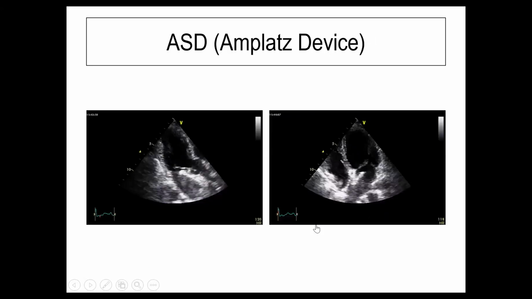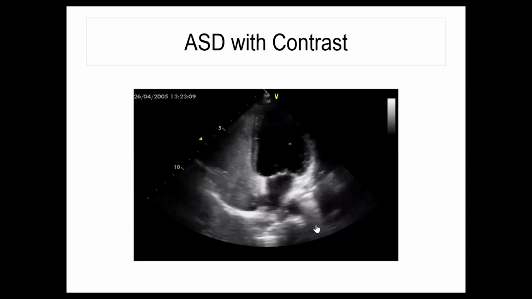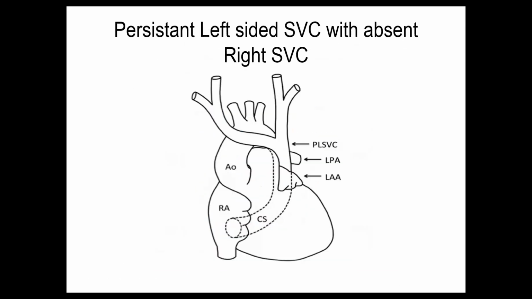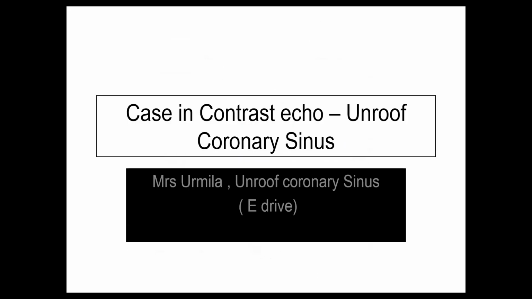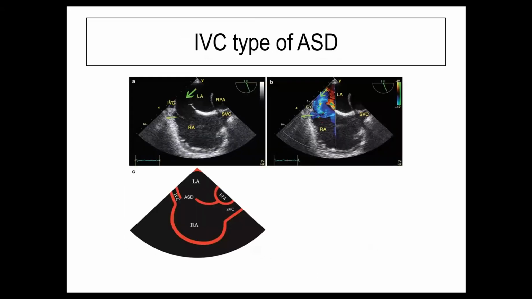Then comes the sinus venosus type of ASD. The unroofed coronary sinus I've already told you about. The sinus venosus type we decide by looking at transesophageal echo. In transesophageal echo, this is known as the 110-degree bicaval view. Bicaval means SVC and IVC view. This is SVC, this is IVC.